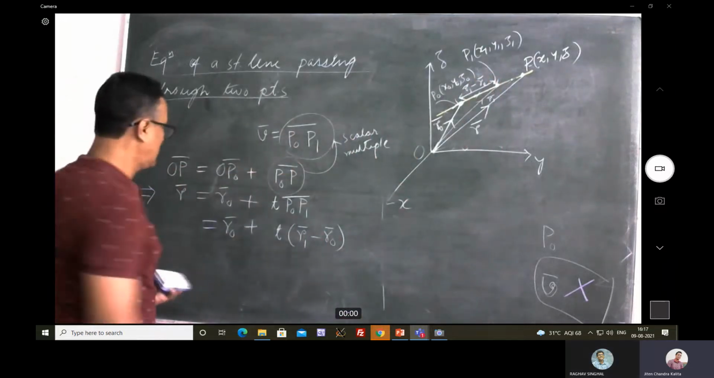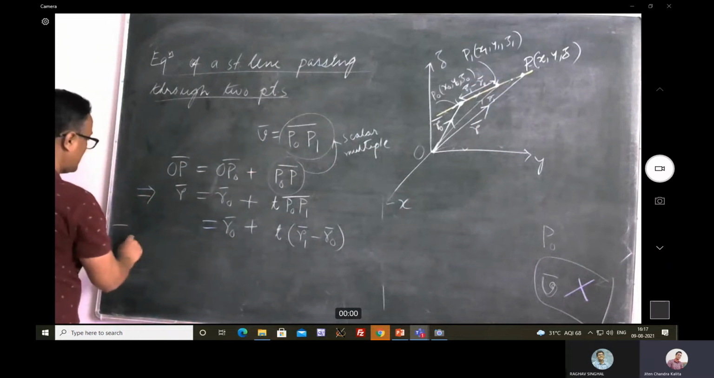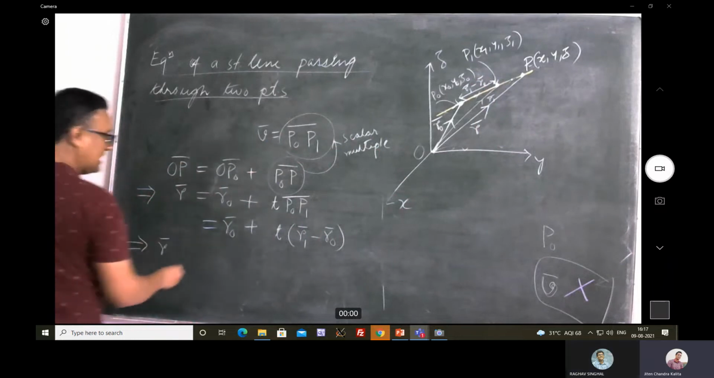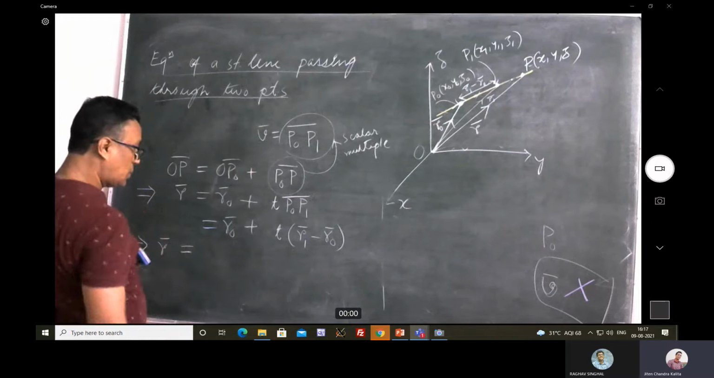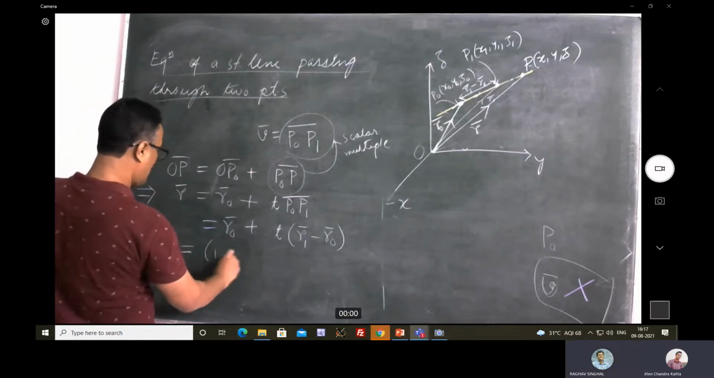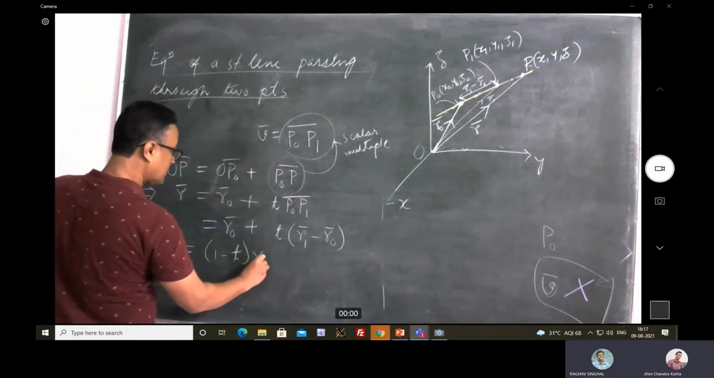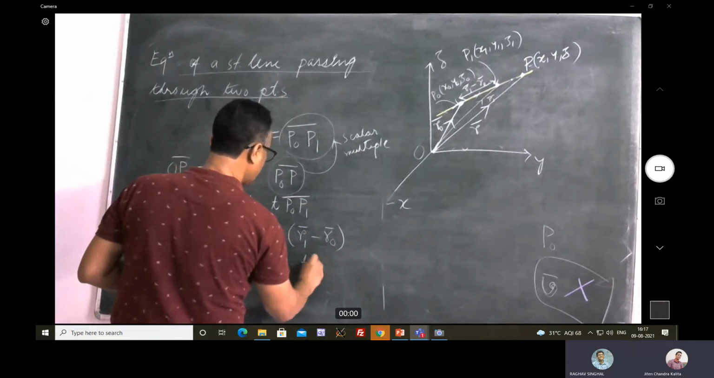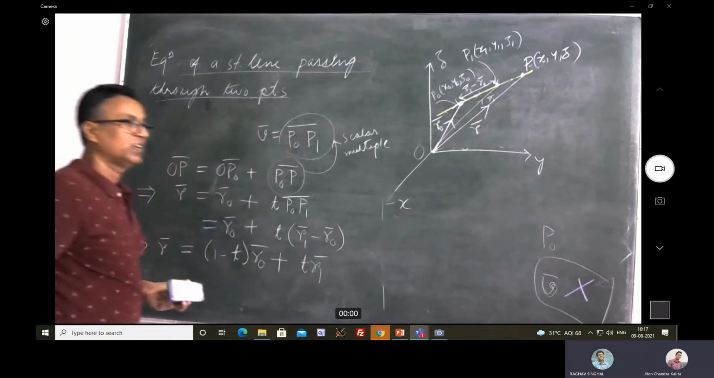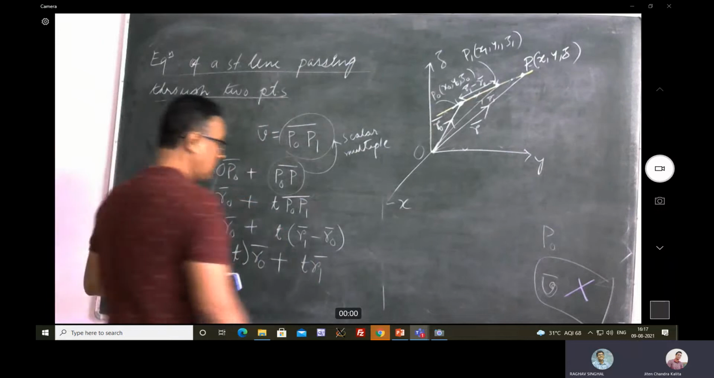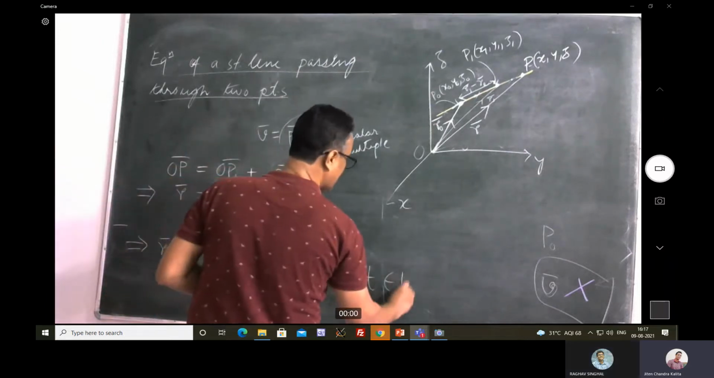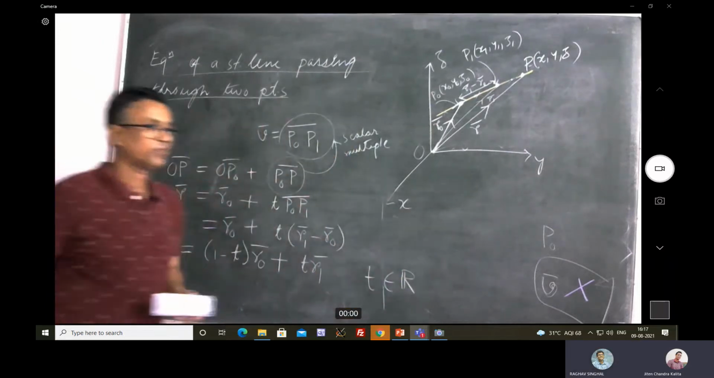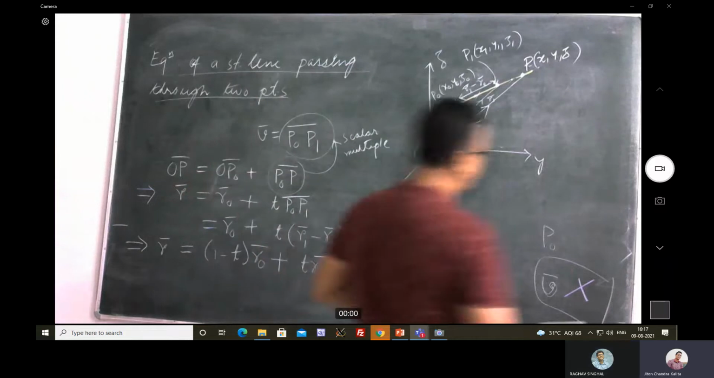Okay, fine. So that is why this can finally be written as (1 minus T) R0 plus T R1. And of course T is a real number. Okay. So now let me pose a question to you.